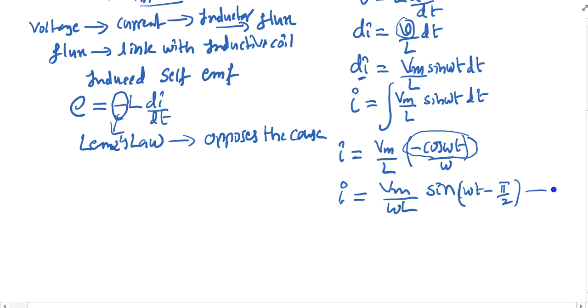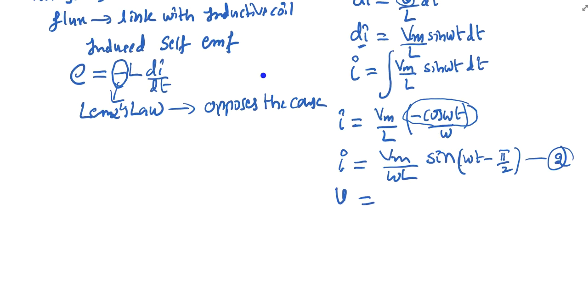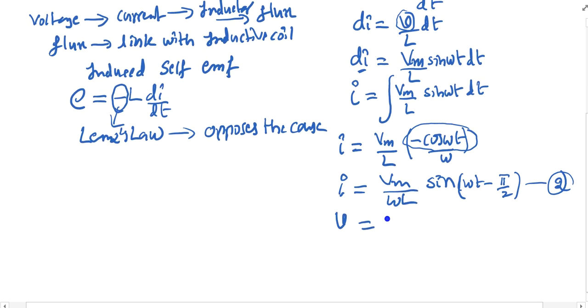You can take this as equation 2, and what is the instantaneous voltage equation we know? This is the instantaneous equation, isn't it? So I can write this once again: Vm sin omega t. These are the two equations we have, isn't it? Now again come here.